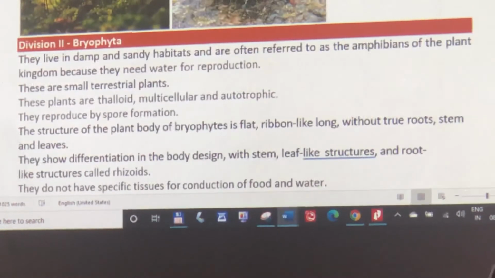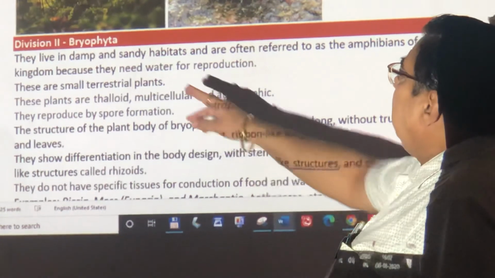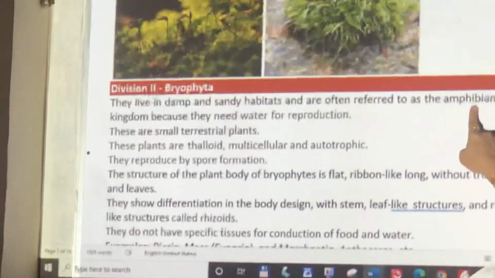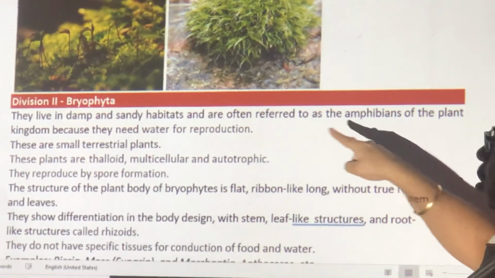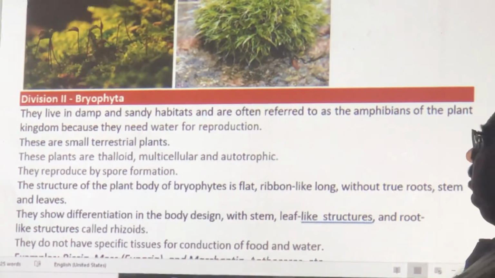Bryophyta. Have a look at how they look. This is good. You have seen these. They grow in damp and sandy habitats. They are called amphibians. This always comes as give reason or fill in the blank. Because without water they cannot reproduce. So life is on land, life is on water, amphibia.